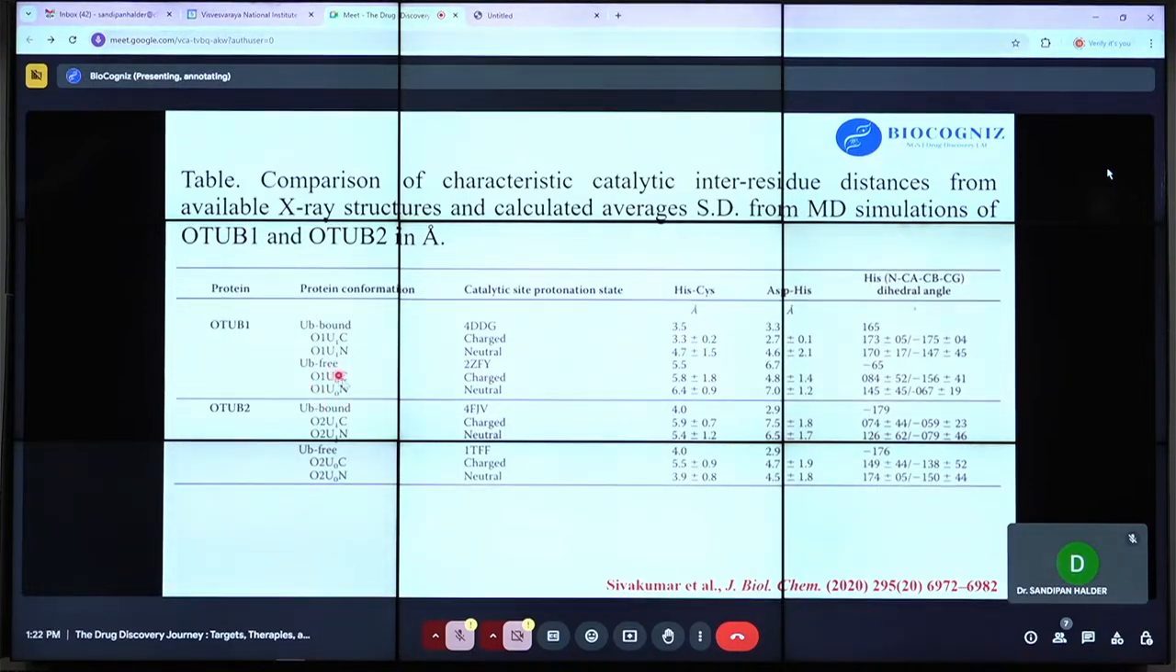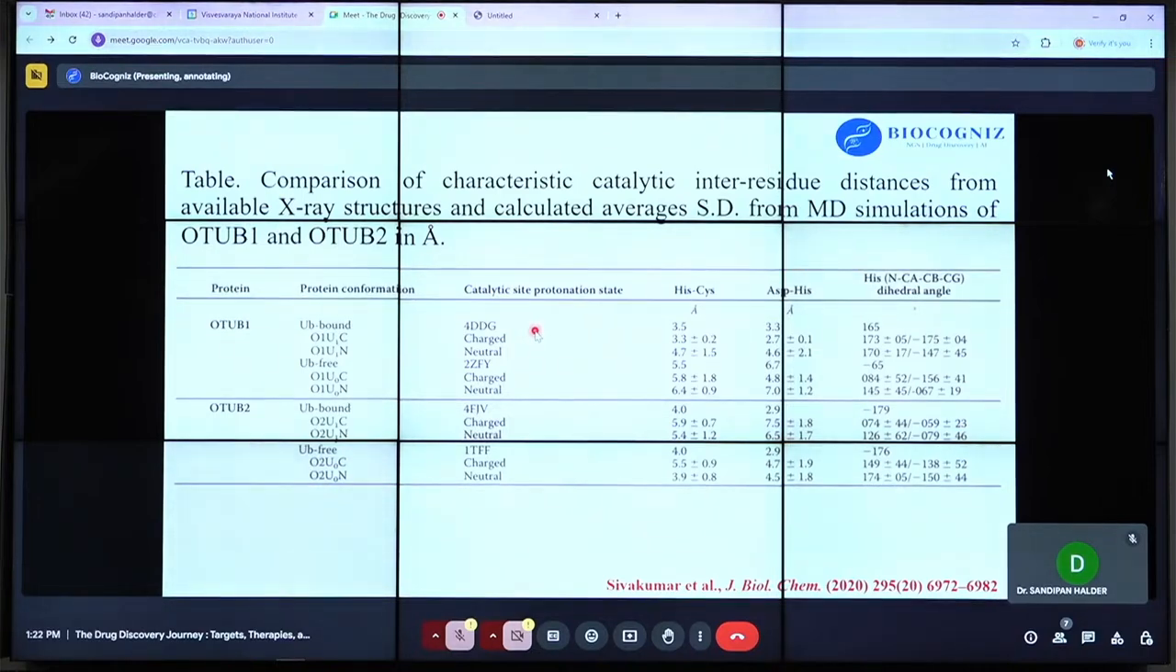So ubiquitin bound state and free state: ubiquitin without binding is available, as well as in the bound form. It is also available in two forms, that is, in the charged state, because if you look into the catalytic site, it has histidine, aspartic acid and cysteine, these three residues. Aspartic acid and histidine are the charged residues, so we need to know whether it is in the charged state or in the neutral state. So the protonation state of the catalytic residues, we observe that one.